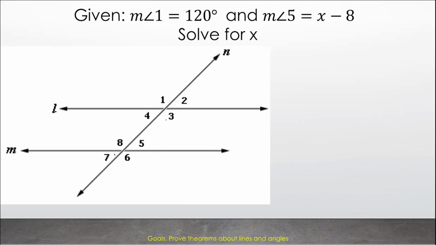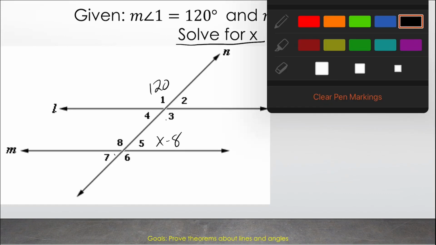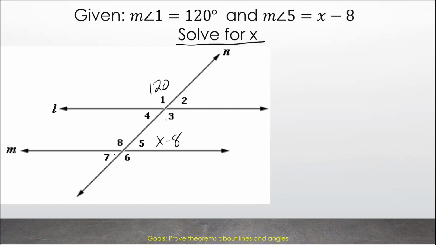So pause the video. I want you to try this one on your own. Okay. Given measure of angle 1 is 120 degrees. Measure of angle 5 is x minus 8. Solve for x. All right. So we're going to do something very similar here, right? Let's say, all right, what do I know? Well, they're not corresponding angles.